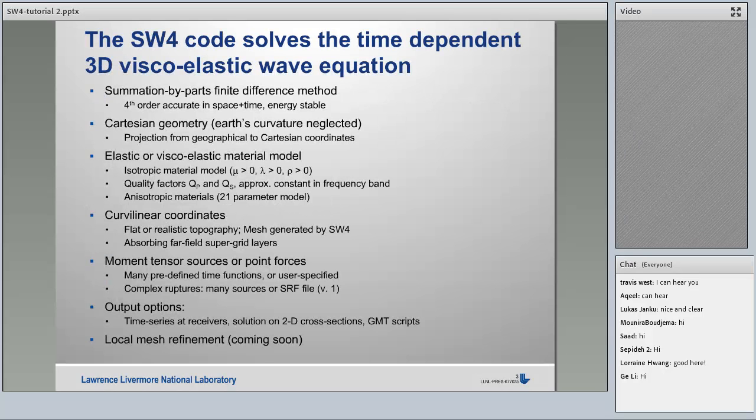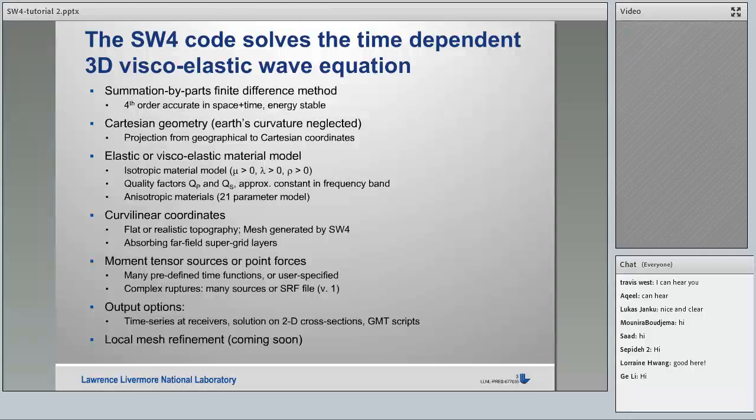So here we go. SW4 is a time-dependent code. It solves the 3D visco-elastic wave equation. It uses something called the summation by parts finite difference method. It's fourth order accurate in space and time, and the summation by parts, which I will go into some detail on the next slide, has this feature that it's an energy stable method. So regardless of how crazy your material is, the method is stable as long as the time step is small enough.